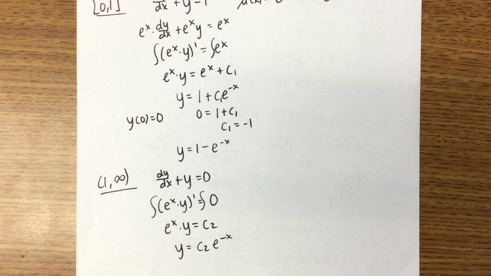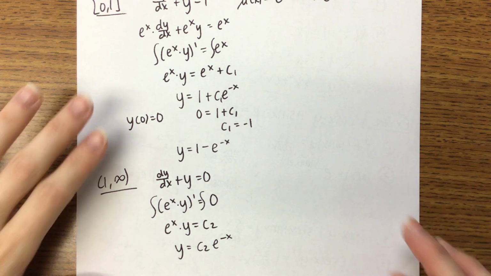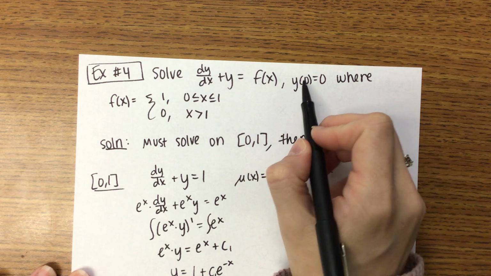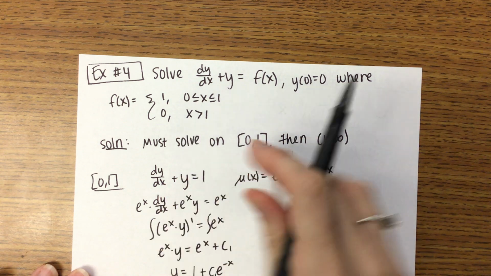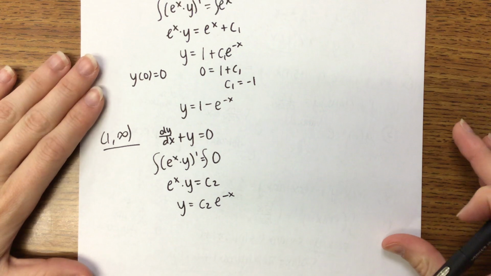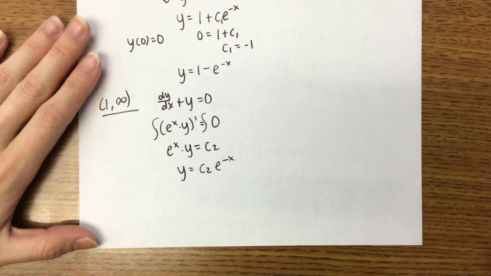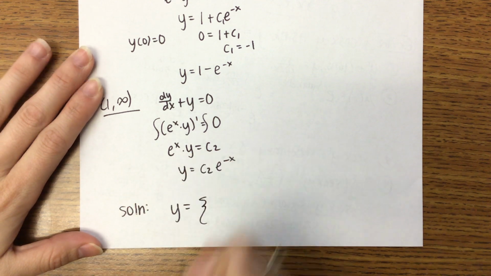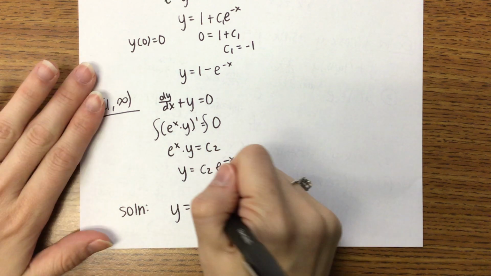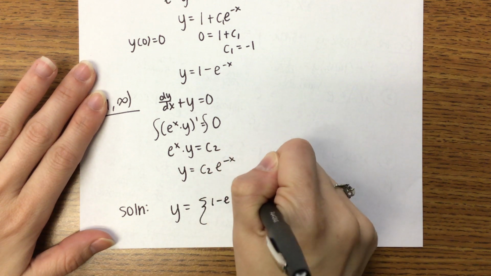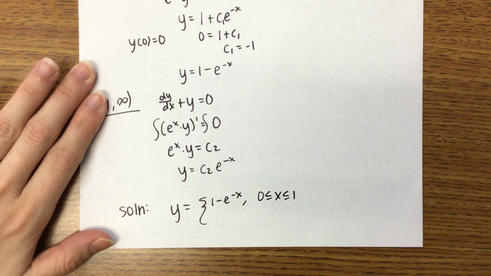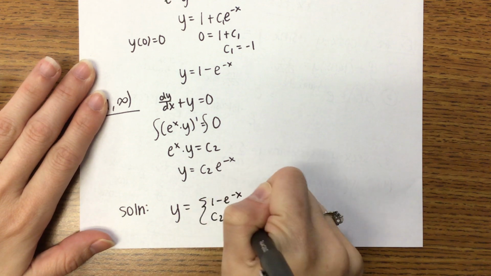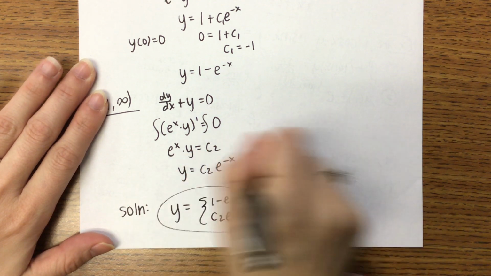Okay, we need to be very careful here. You cannot find c2. You do not get to use the initial condition again. Initial condition is when x is 0. In this case, we're looking at x is greater than 1. We cannot find c2. So your solution then is going to be a piecewise. It'll be 1 minus e to the negative x when x is between 0 and 1, and it'll be c2 e to the negative x when x is greater than 1.